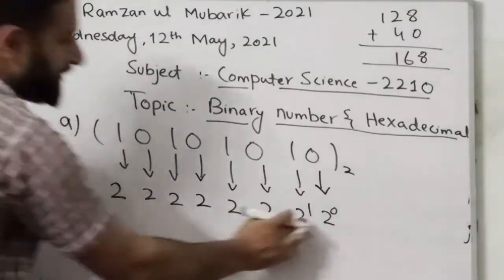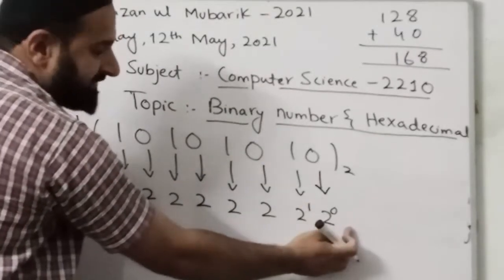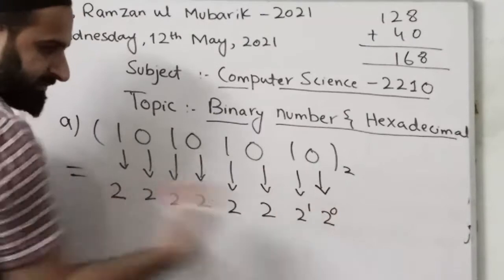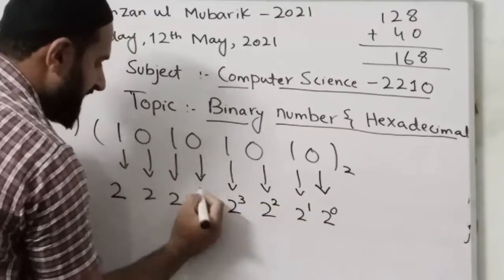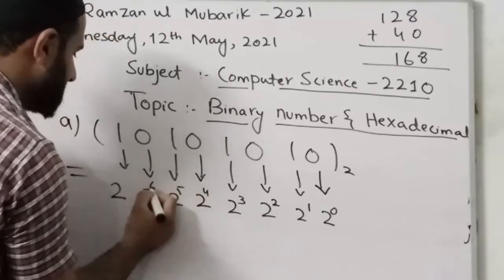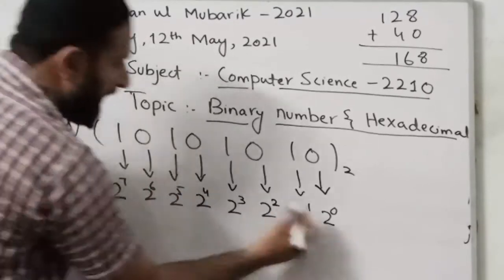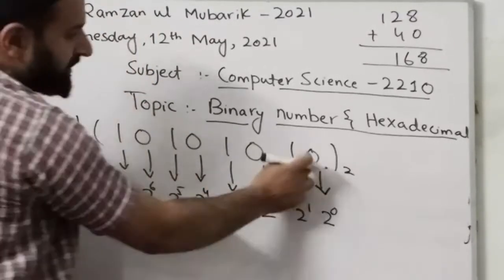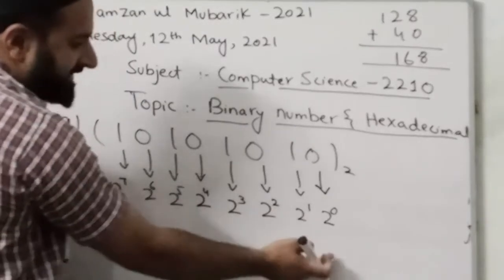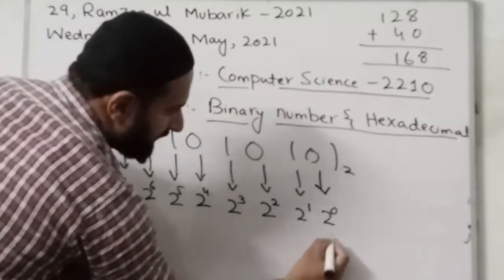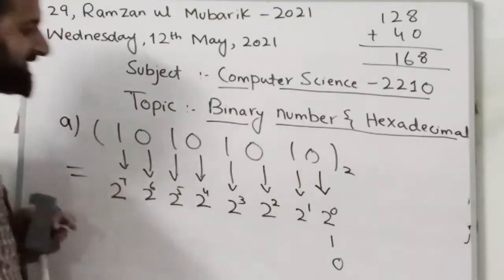Okay. Then you need to give a power here. Start from 0 and move from right to left: 0, 1, 2, 3, 4, 5, 6 and 7. Now I need to write the answer. 0 multiplied with any digit will give you 0. So whatever comes over here, it will give you 0. So our end result is 0.